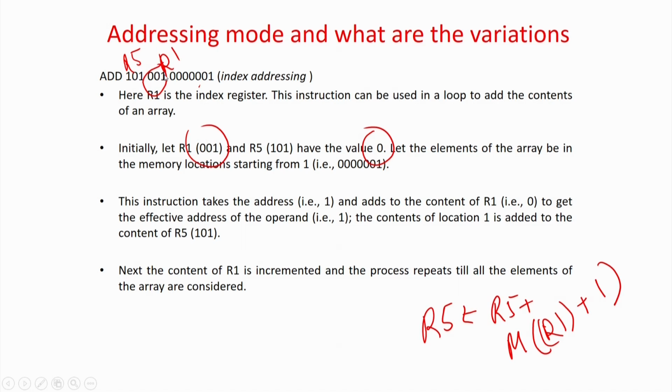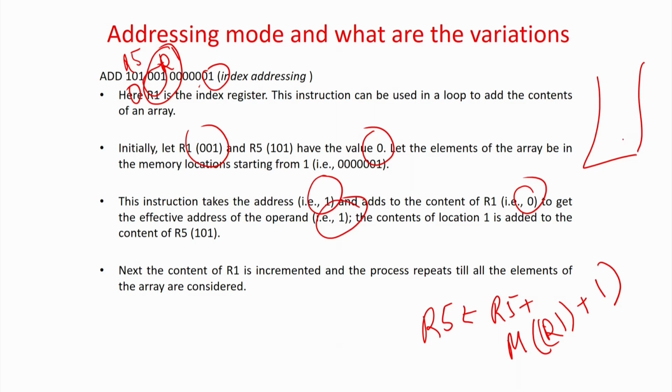Now they are saying that the initial content of R1 is 1 and R5 is 0, that is reset. Initially the elements of the array may be starting from 1. The locations of the array start from memory location 1, 2, 3, 4, 5, 6. So, what will happen? The instruction takes the address 1 and adds it to the content of R1. R1 has the value 0, and 0 plus 1 is 1. So, the effective address is 1 and it will address the first memory location.